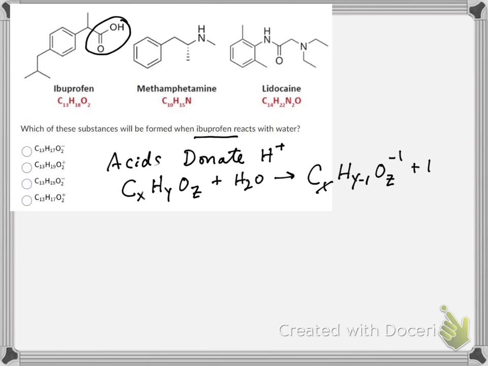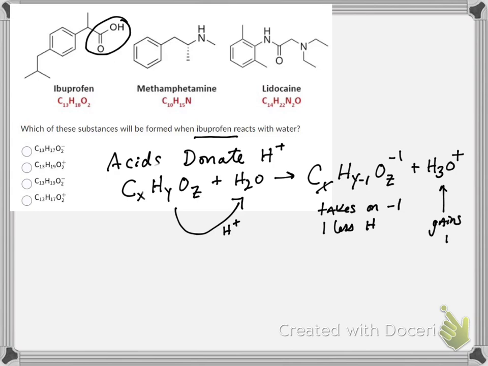And all acids do this. They all donate an H+ and change charge. And they produce H3O+ in water if reacting with water. Okay, so the general idea is that the molecule, the acid, reacts with water, donating an H+, takes on a -1 charge, there's one less hydrogen, and the water gains it and turns into hydronium.